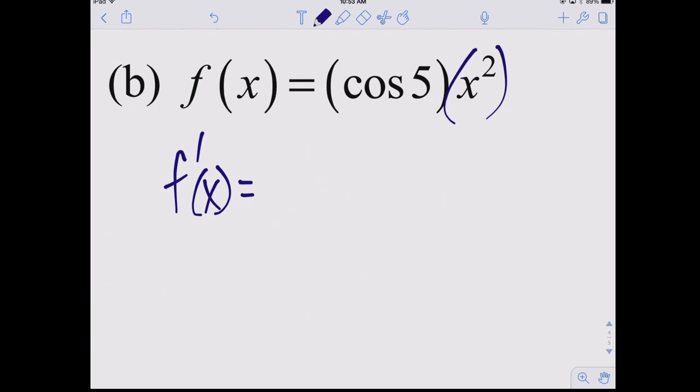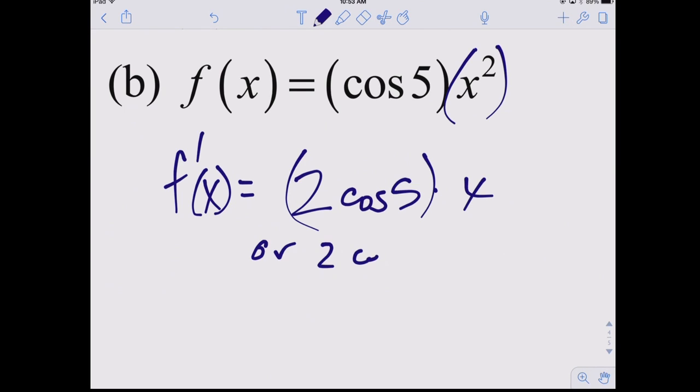So remember, constant multiples go along for the ride. So you can just use the power rule here, right? So it would be 2 times cosine of 5 times x. Now, if you write it like that, that could be a little bit ambiguous, right? So what are we going to do to help it out? You either put parentheses around the constant, or feel free to do this as well, whatever you prefer. It just kind of separates it. I kind of like the first version better. That's how it was given.